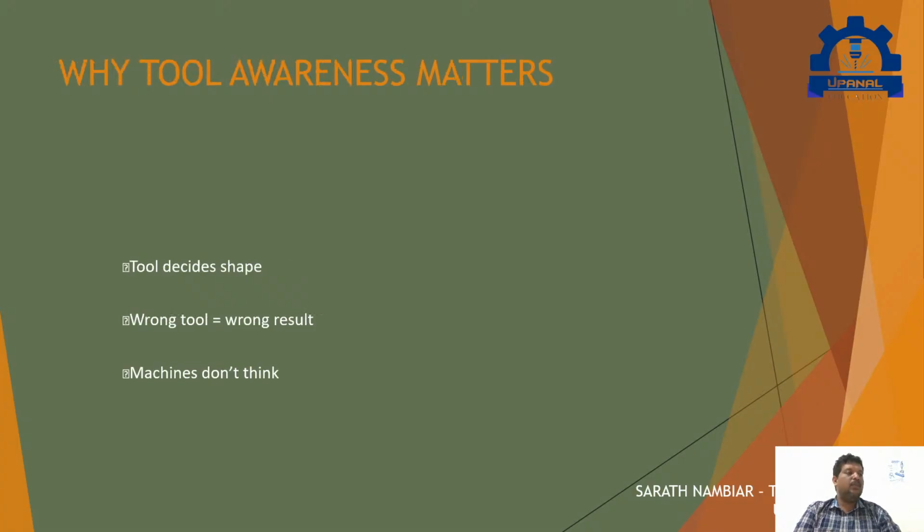Next, why we should know about the tools. Tool awareness is very important. Why? The machines don't think. I have been telling you since the first class, the machine doesn't think on its own. The machine does not decide. Whatever tool or instructions we give them, they work with that. So if we select the wrong tool, the machine does not know if it is wrong or right. The machine will directly use that tool and do whatever work you told it. If the tool is wrong, the work will go wrong, and you will get a wrong result because we have given a wrong tool. Only the tool decides the shape, and if the tool is wrong, the result is wrong. That's why tool awareness is very important.